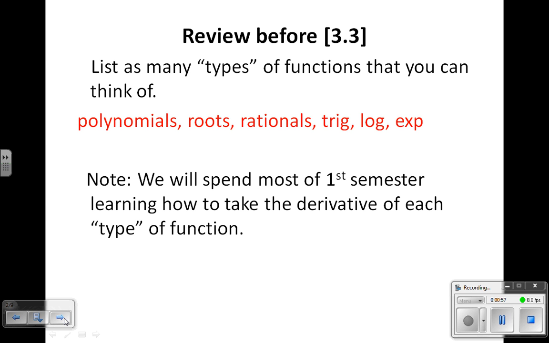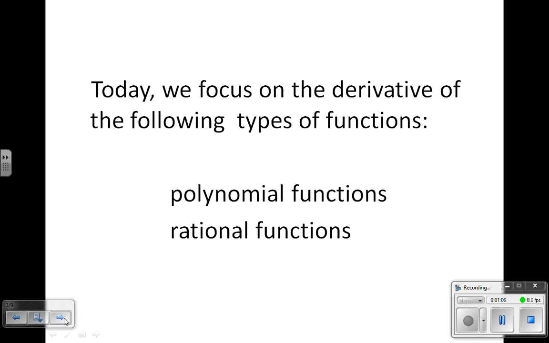Right up until now, you've been finding the derivative with the limit of the difference quotient. Finally, now we get a shortcut instead of having to do the limit process. Today, for section 3.3, our focus is going to be specifically functions that are polynomials or rational. So we are going to learn the shortcut for taking the derivative of those types of functions.